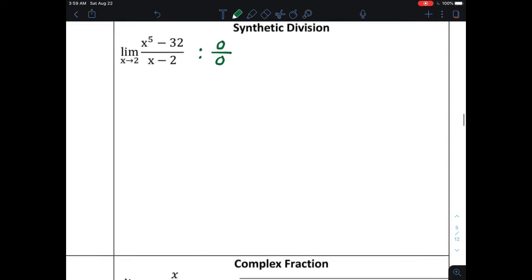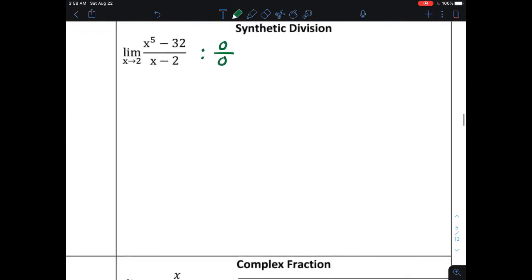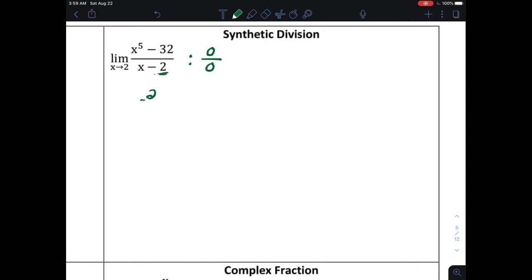And so what I'm going to do is use synthetic division to try to rewrite this. Put the 2 in the box, if you forgot how to do synthetic division. And then I write my numerator, all of the coefficients. So I have 1x to the 5th, 0x to the 4th, 0x to the 3rd, 0x to the 2nd power, 0x, and then negative 32. Leave myself some room.